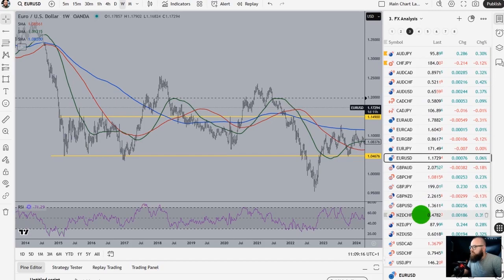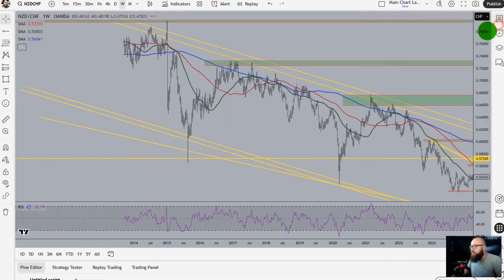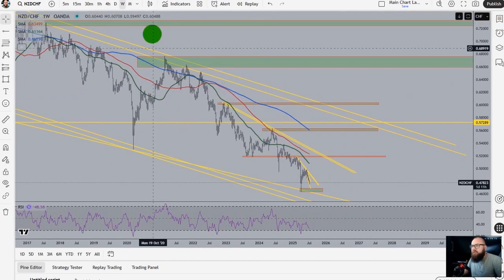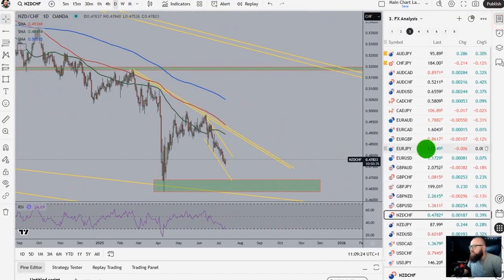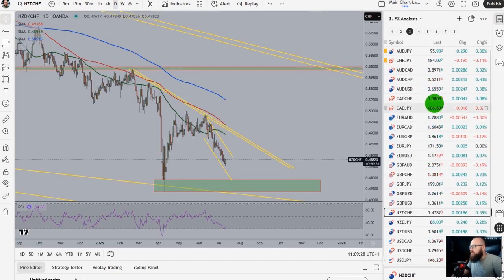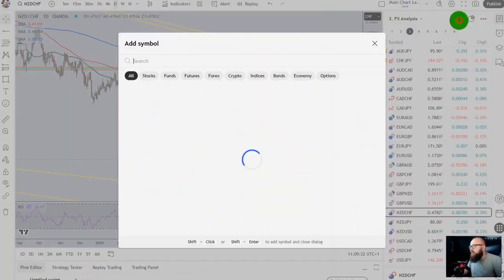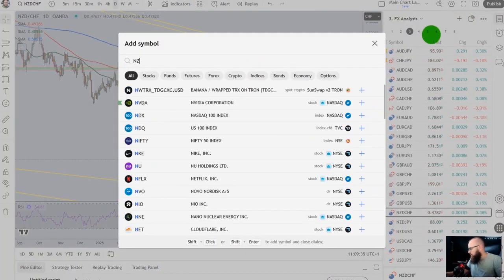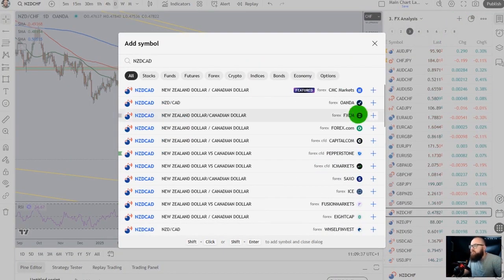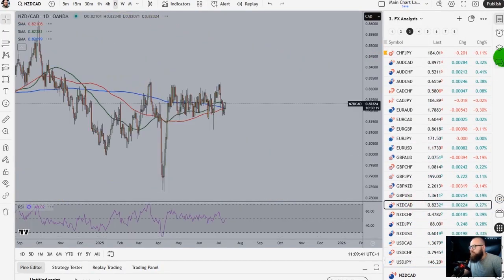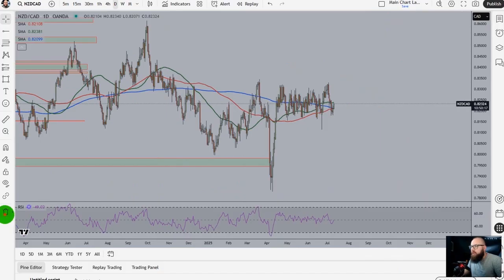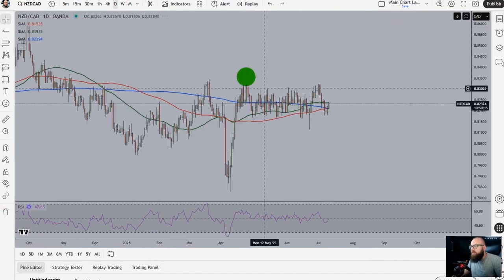Let's try New Zealand dollar Swiss franc. Okay, because there's an actual range on the daily. No, New Zealand dollar, Canadian dollar. Do I even have that on here? I know New Zealand dollar, Canadian dollar is currently in a range, so we can look at a real life example. Okay, let's clear that off. Okay, so we have a range here.